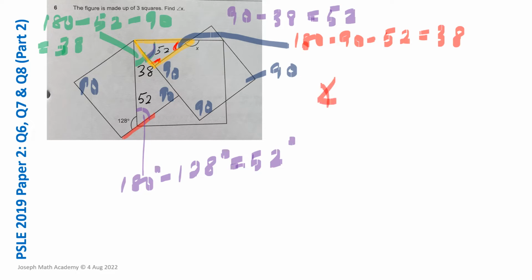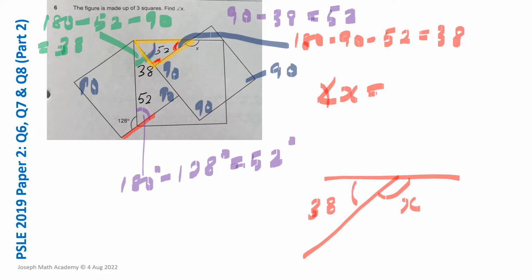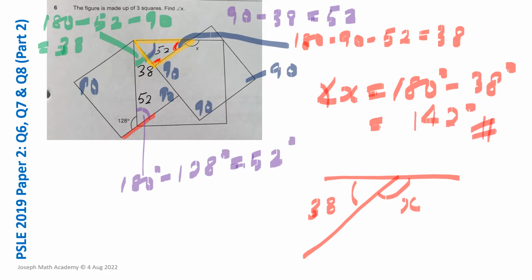So we have found what is angle x. Angle x is actually sharing the same line. So I'm going to sketch this angle x. And this is our 38. So angle x is actually found. What is angle x? Angle x is 180 degrees minus 38 degrees. Angle x is 142 degrees. So number 6 is done. The answer is angle x is equal to 142 degrees. So number 6 looks like there's little information, but because of the square property, it becomes easy.